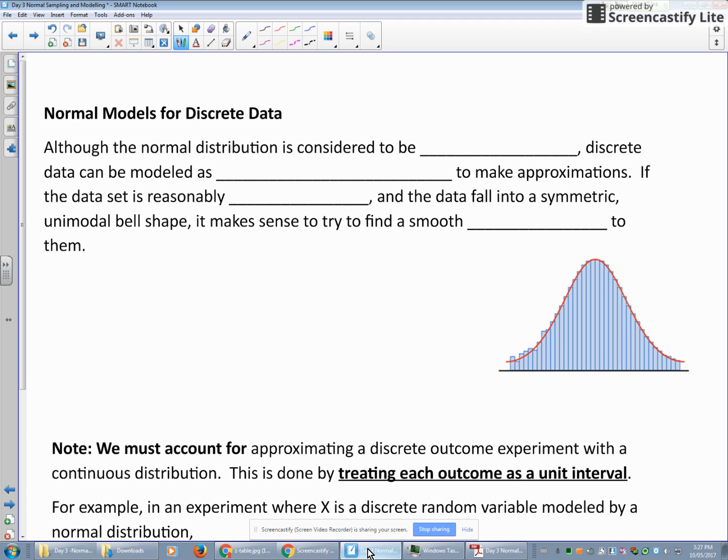So although the normal distribution is considered to be continuous, discrete data can be modeled as normal distributions to make approximations. If the data set is reasonably large, it's going to work better, and if the data falls into a symmetric unimodal bell shape, it makes sense to try to find a smooth normal curve to fit them.